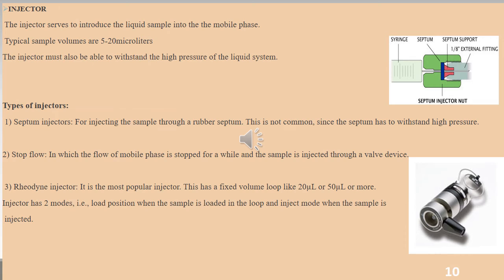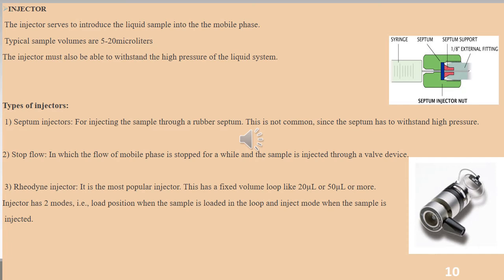Injector. The injector serves to introduce the liquid sample into the mobile phase. Typical sample volumes are 5 to 20 microliters. The injector must also be able to withstand the high pressure of the liquid system. The amount of the sample to be injected into the column after the final preparation step can be determined by the fact that the components of interest have to be detected with adequate accuracy after separation on the column.